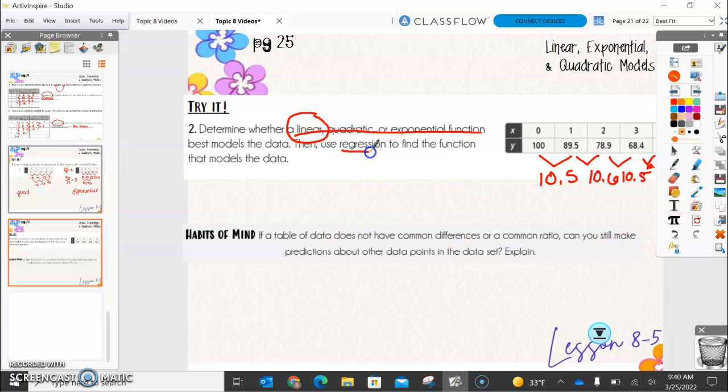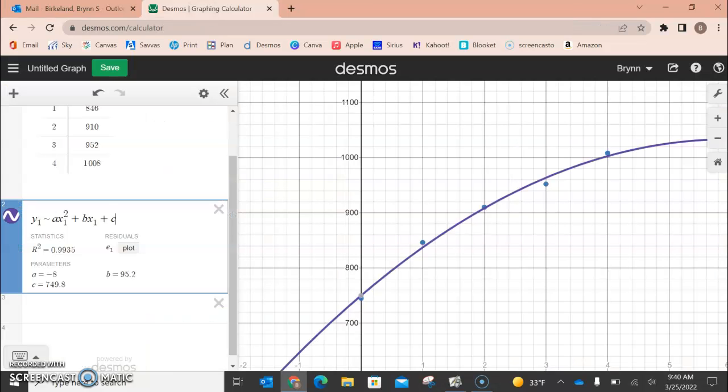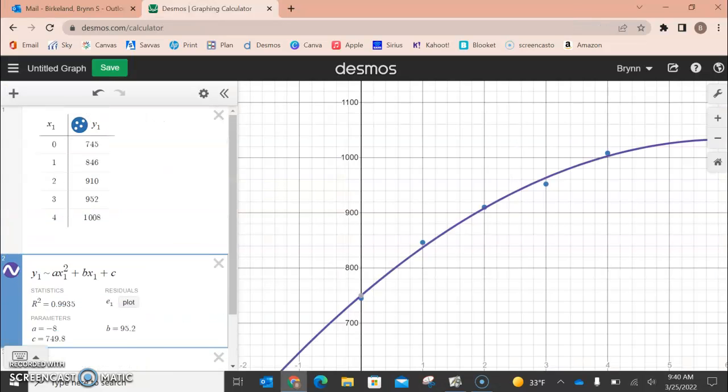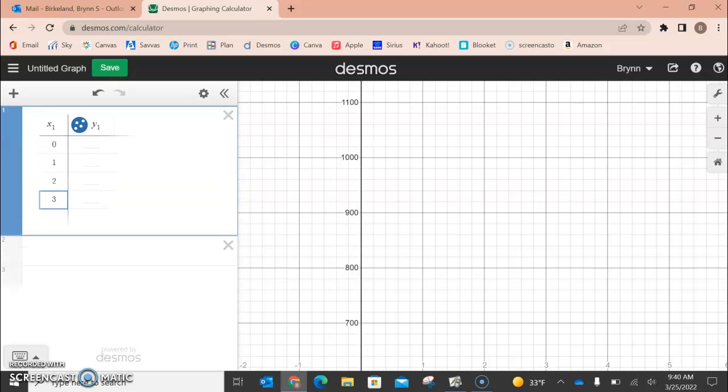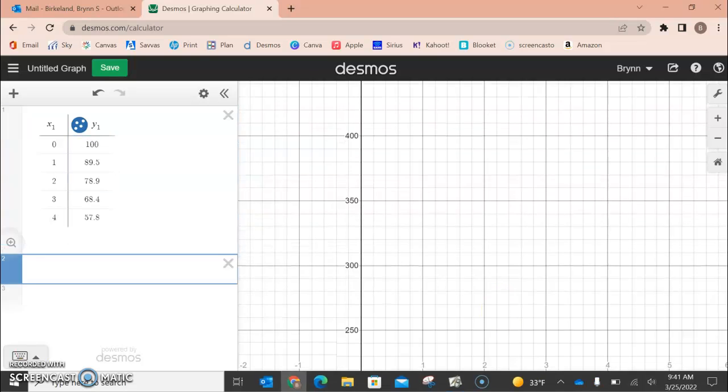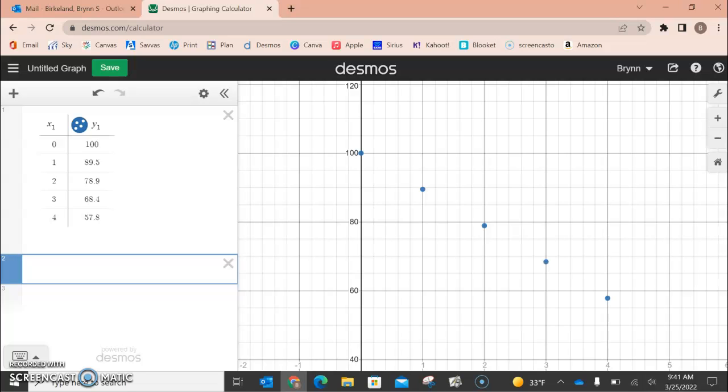So to get a regression equation, that means to have Desmos or a calculator make an equation for you to try to fit those points, we could go to Desmos and type in the points that we want. So we would start by inserting our table from this data. And if you want to see the points, hey, we can kind of tell that was linear. That's what's neat, is you can get a visual representation of it.